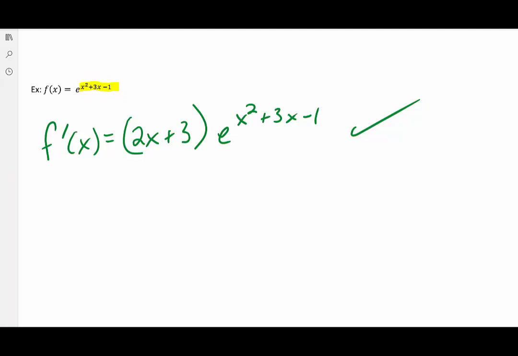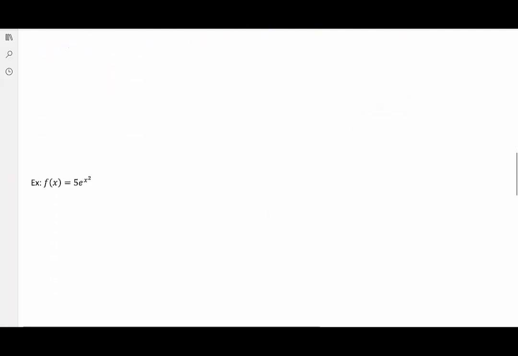So I hope you guys are starting to see the pattern here. You just bring down the derivative of the power, and it multiplies e to the original power. All right. What if there's a constant already out there? Suppose we have f of x equals 5 times e to the x squared. Well, I think you guys have a good idea what's going to happen here.